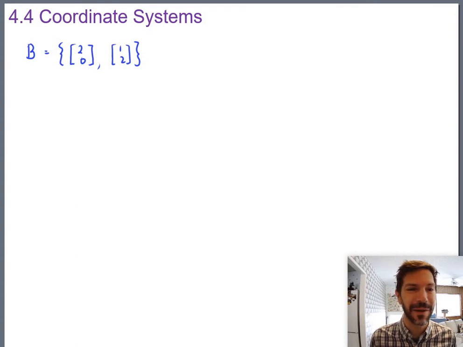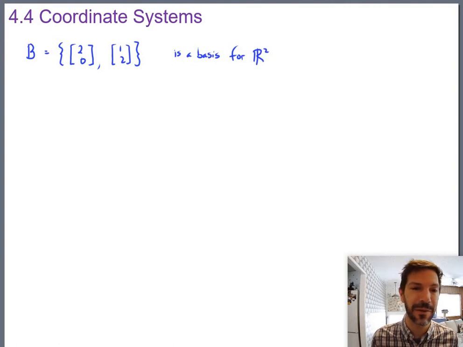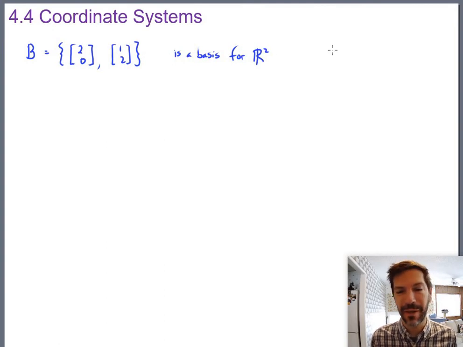I've got this one right here, (2, 0), (1, 2), which obviously is a basis for a particular known vector space, particularly R2. It's two linearly independent vectors from R2, and we know that their span is enough to span all of R2. Okay, so that's a basis for R2.